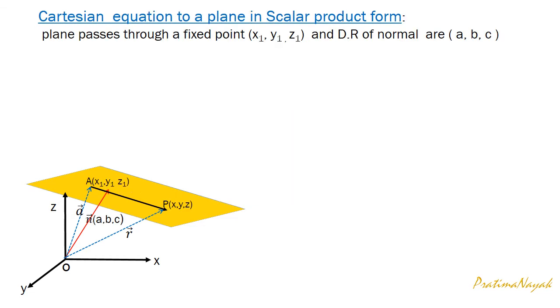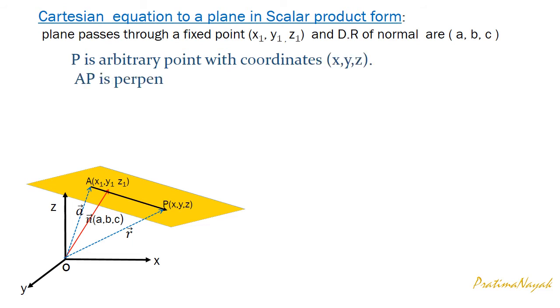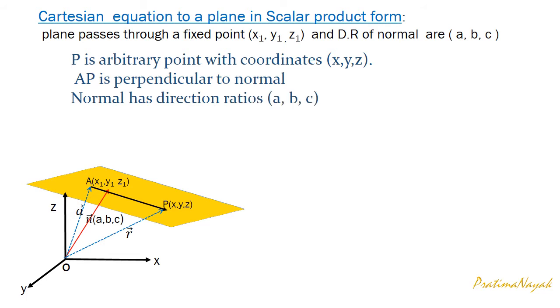Next we will learn to write the Cartesian equation to a plane in scalar product form. The plane is passing through a fixed point whose coordinates are x1, y1, z1, and the direction ratios of the normal are a, b, c respectively. Now AP is perpendicular to the normal. Normal is the direction ratio a, b, c. AP has direction ratios x minus x1, y minus y1 and z minus z1.